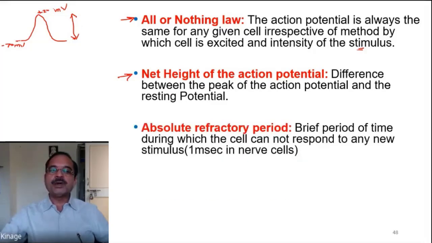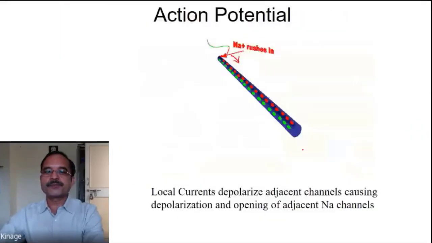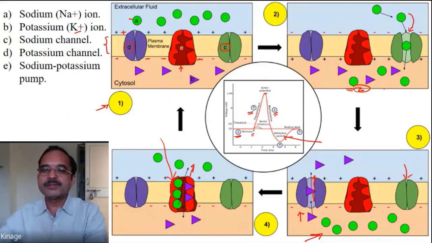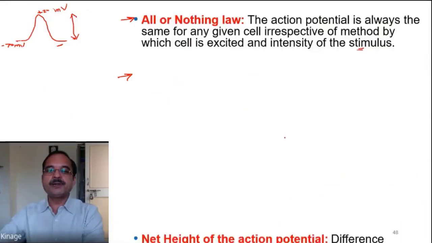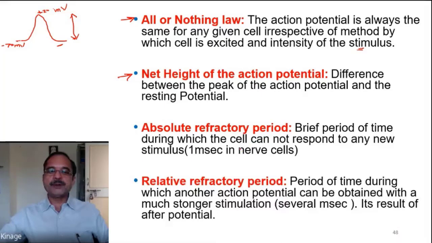Absolute refractory period. It is the brief period of time during which the cell cannot respond to any new stimulus. So that is somewhere here. I think it is shown here. So this is the refractory period. During this time, the cell cannot be triggered again. A new trigger cannot stimulate the cell. So that is the absolute refractory period.